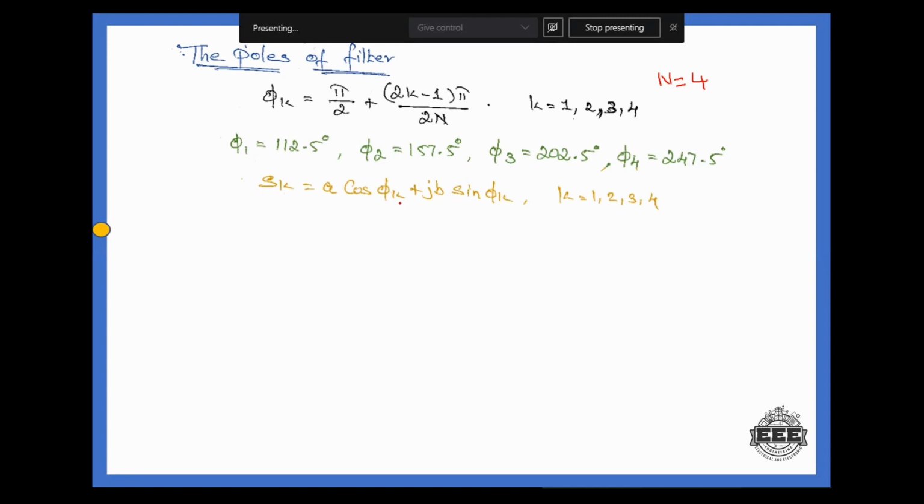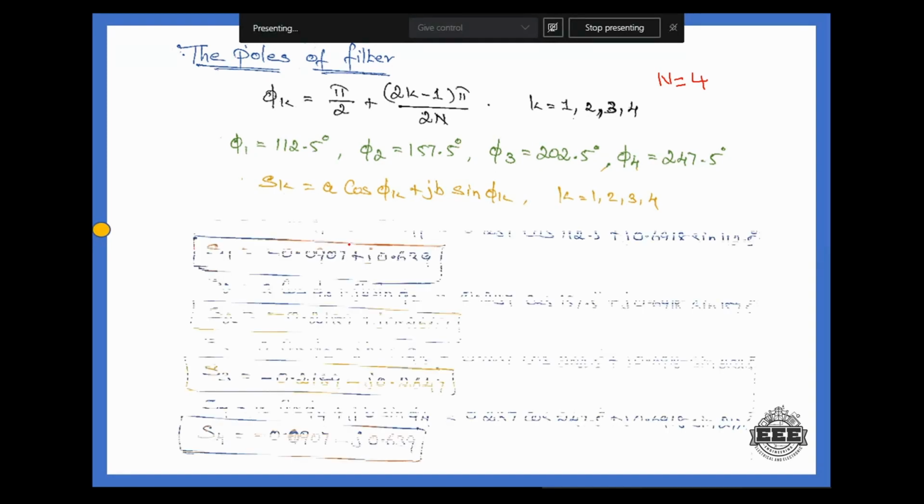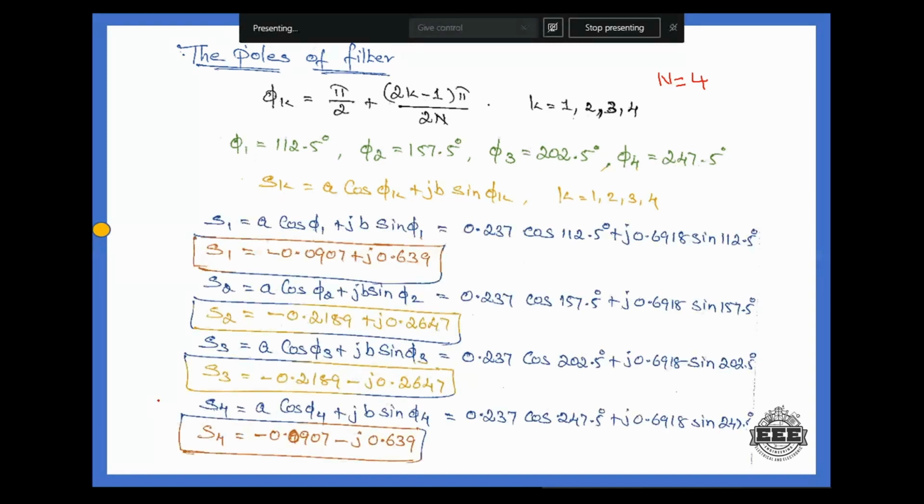This is to determine the poles formula. By expanding this, we are getting 4 poles values. But observe clearly that your s1 value and s4 value are the same, and s2 value and s3 have the same real part and imaginary part values. Observe here: 0.0907. Similarly here 0.0907. Instead of plus here minus, but the value is 0.639, 0.639.